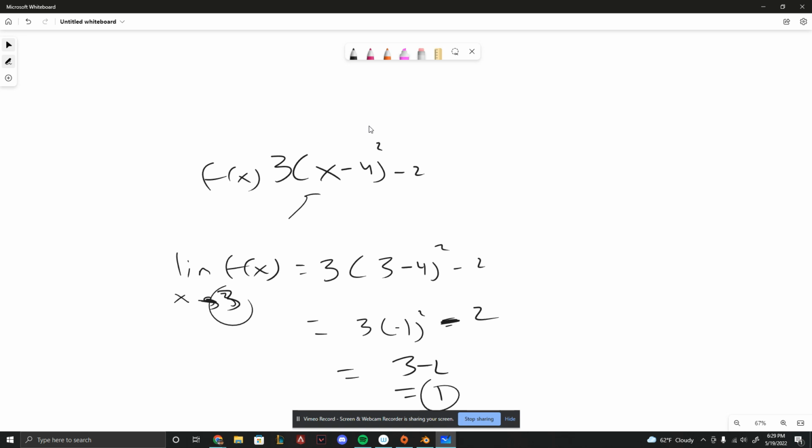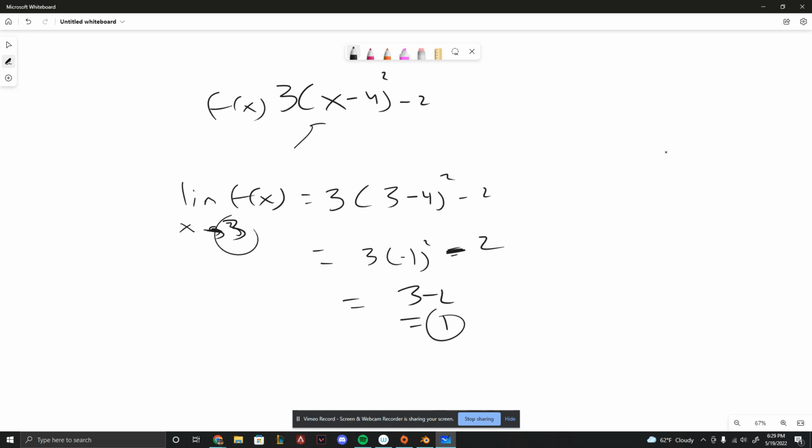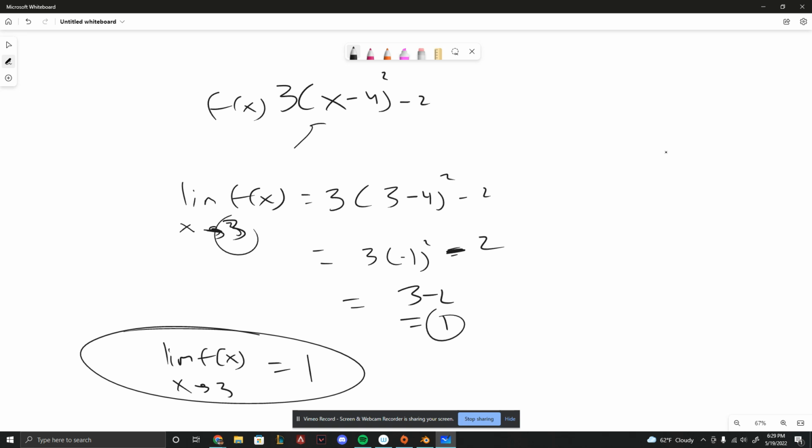So the limit of f of x as x approaches 3 is equal to 1. And that's your answer. It's pretty straightforward and simple. You're essentially just doing the same thing you would do to find the y value of a line. You would just plug in your x value and see what y value you get.